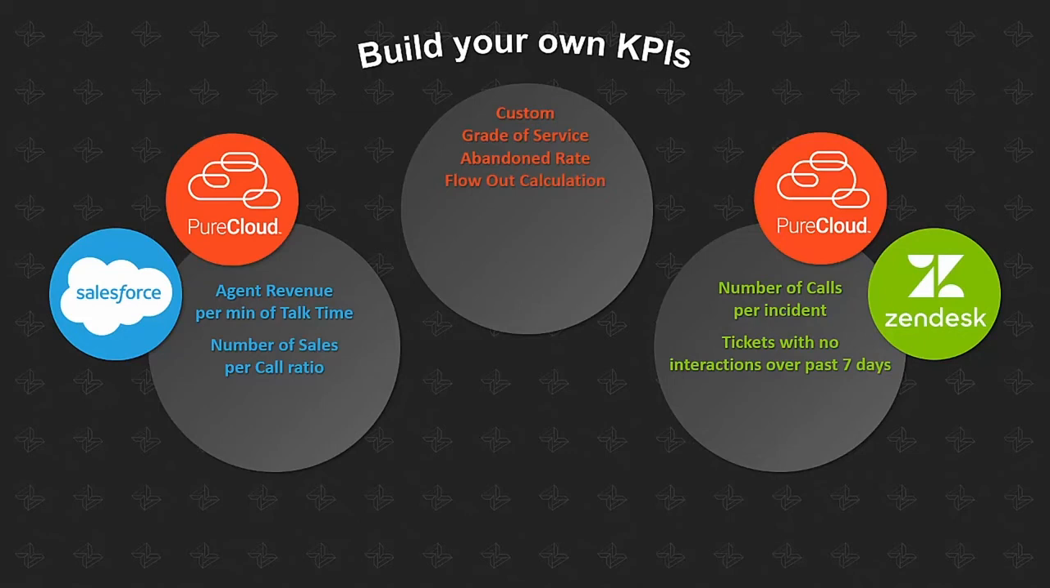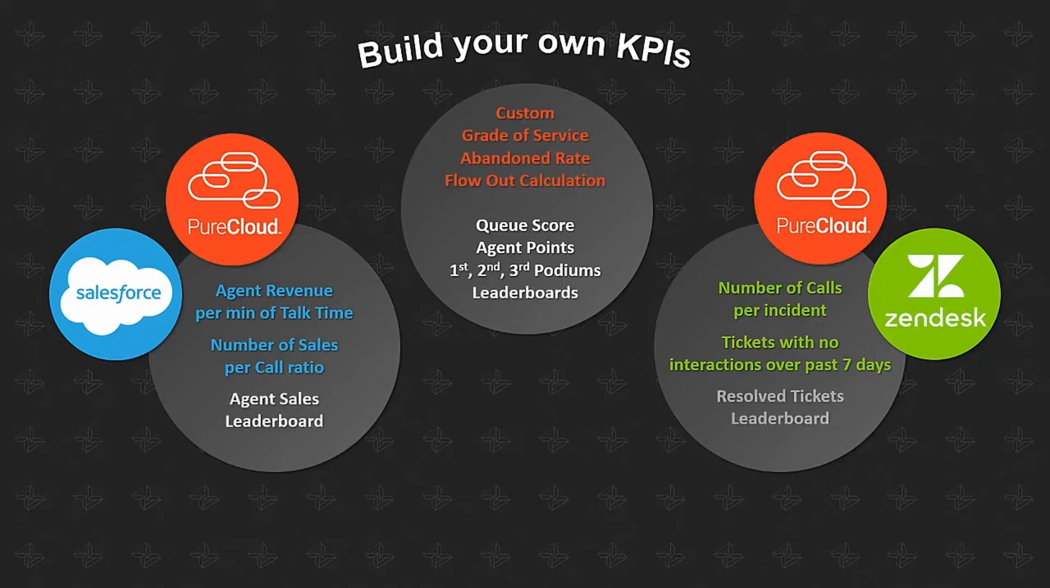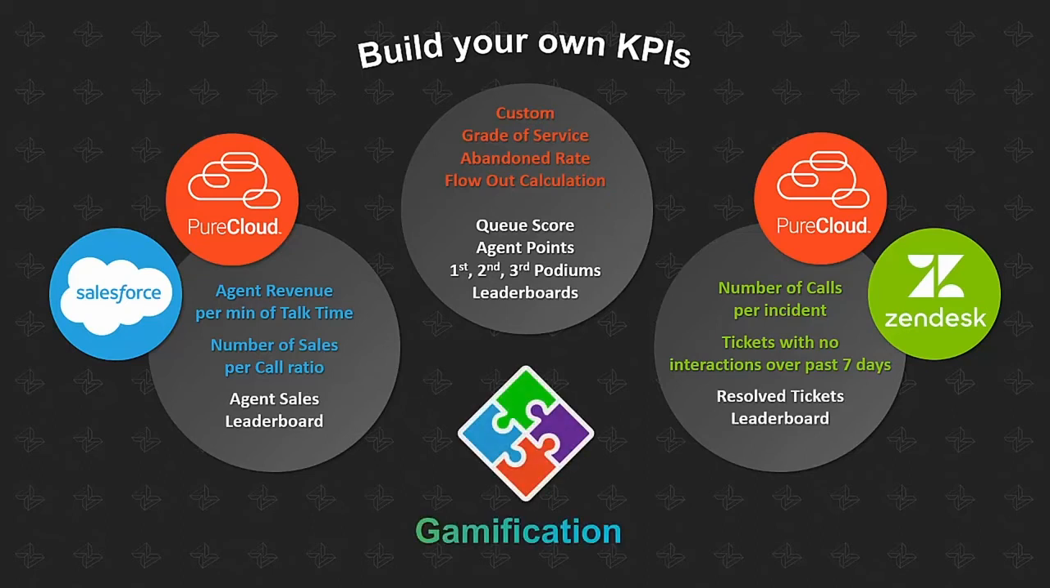The world is your oyster. And once you start doing this, you realize you can build a queue score or agent points, maybe configure some podium positions for your agents and create some leaderboards on your dashboards. So you can have things like an agent sales leaderboard or a resolved tickets leaderboard. This, my friends, is something called gamification, allowing you to use your eMite dashboards to motivate and engage your employees.